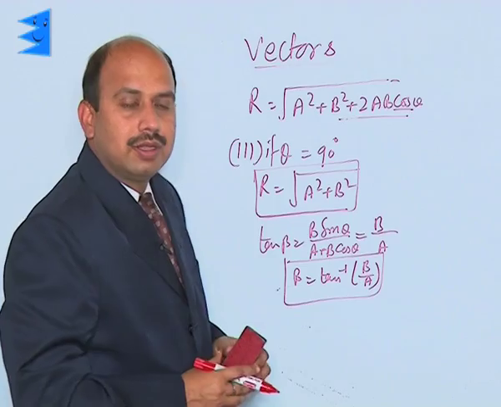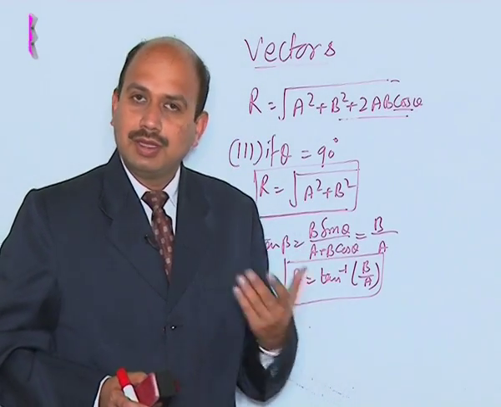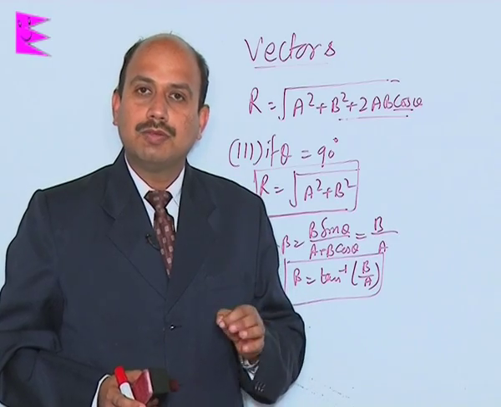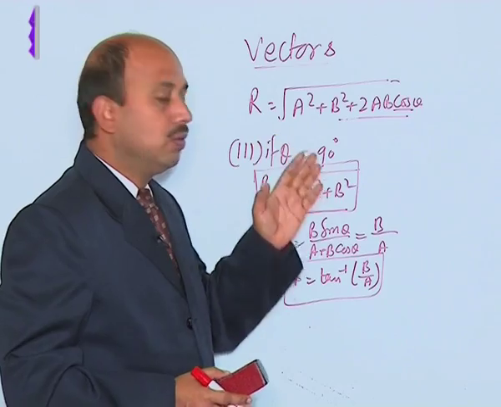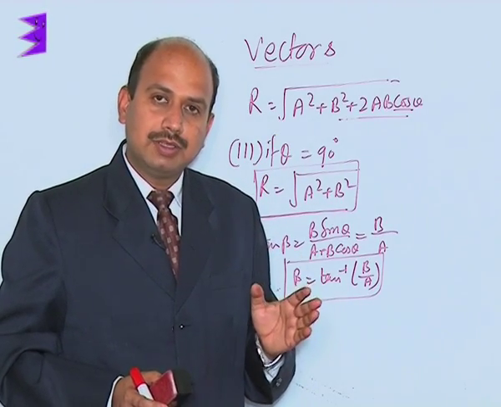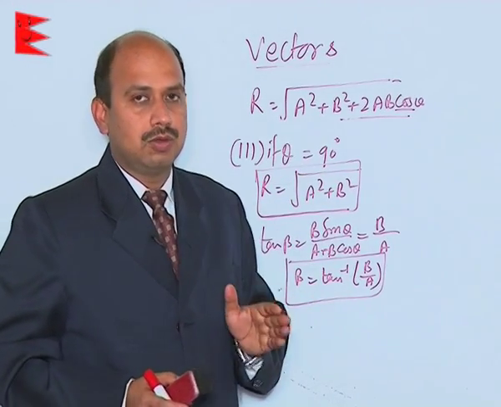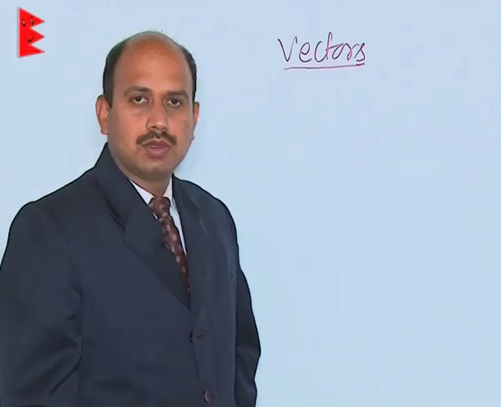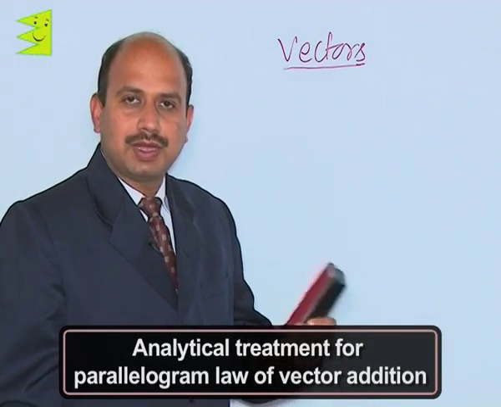So, this is about the resultant of the two vectors by using the triangle law of vector addition, but the same method you can follow for the parallelogram law of vector addition. So, magnitude and everything can be calculated according to the triangle law of vector addition. For the parallelogram, the same concept is applicable for the parallelogram law of vector addition. So, now we will do the analytical treatment for the parallelogram law of vector addition.